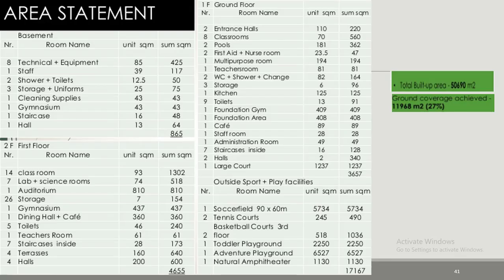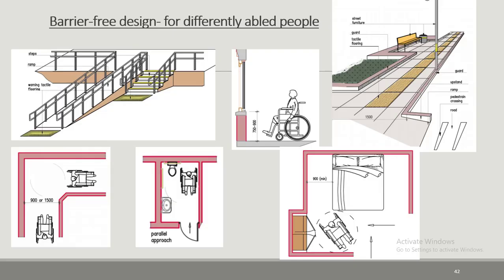This is the summary of all the spaces required with area. At the end we calculate total built-up area and its percentage coverage on site. One thing we should always keep in mind is that our design should be barrier-free so that it is equally accessible for differently abled people, because accessibility is the right of every individual. For this we can provide ramps, tactile surfaces, easy circulation for wheelchairs and proper signage.